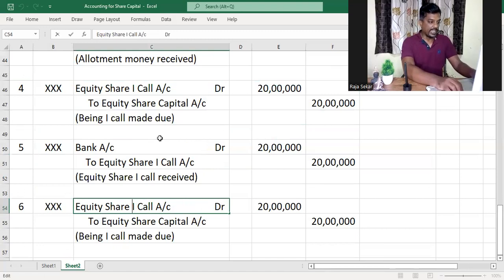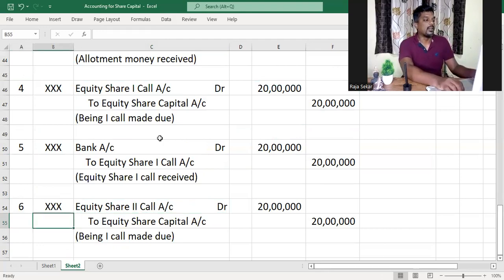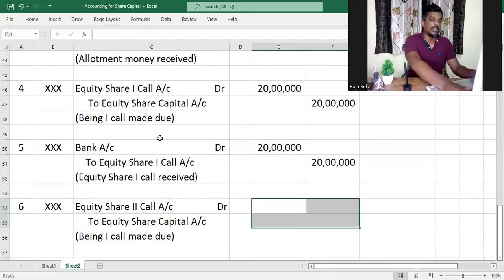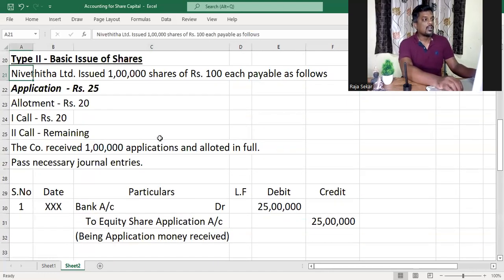So equity share second call account will be debited because that is an asset representing my right to receive the second call money from the shareholders, and equity share capital will be credited. Now, what is the amount that I'm supposed to receive? Let's look at the question. They've not given the amount in the question. Big problem, right? So let's solve that big problem.